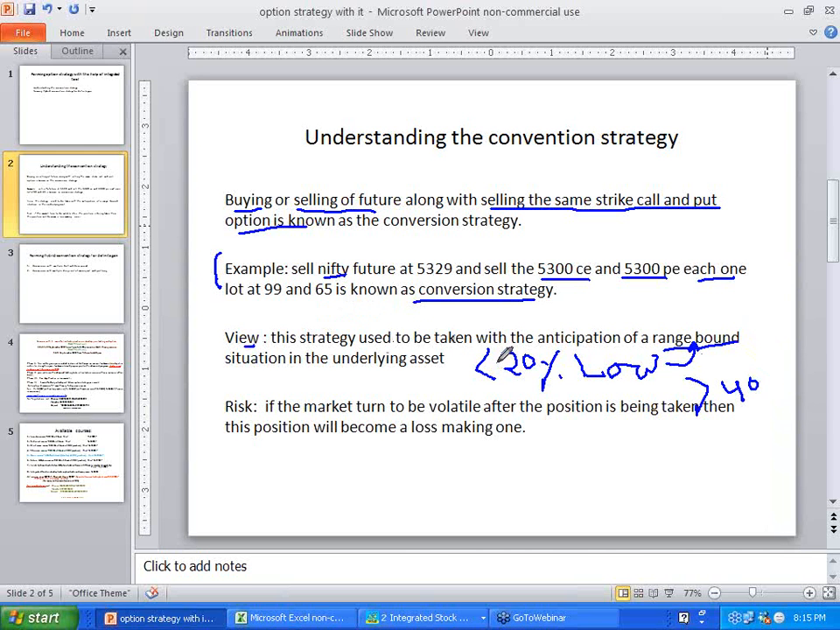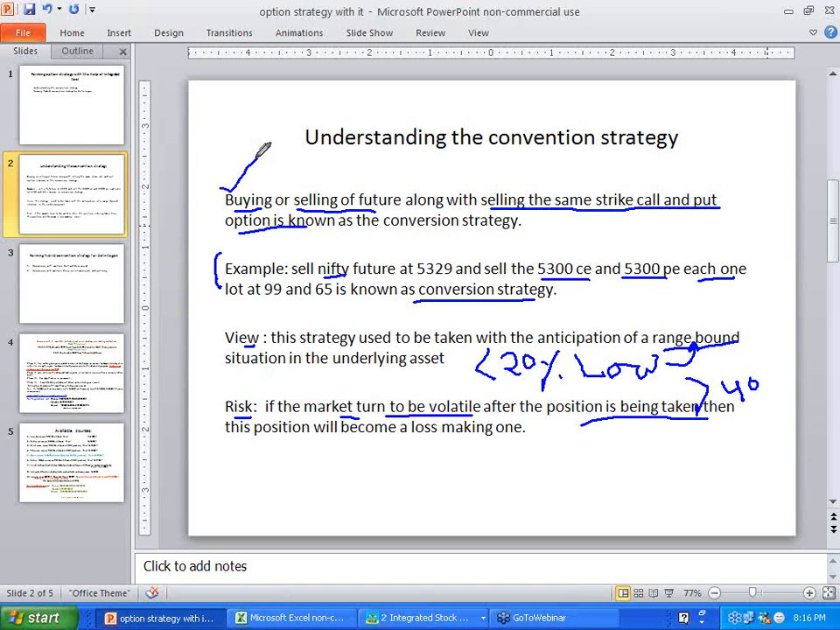But only by taking this strategy you will not get benefit from the trade. Risk, what is the risk? If the market turns volatile, highly volatile, after the position is initiated, then this strategy will yield losses. You do not know how the market will behave after you initiate the position. It may become a medium volatile or high volatile band. So this is the risk associated with this particular strategy.